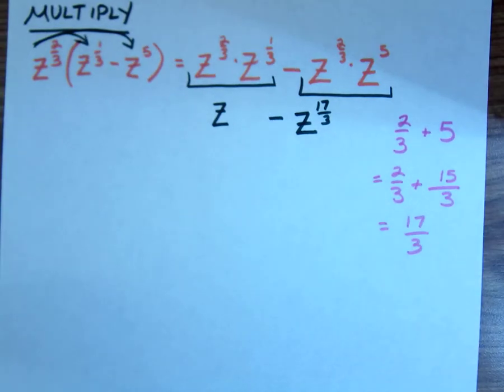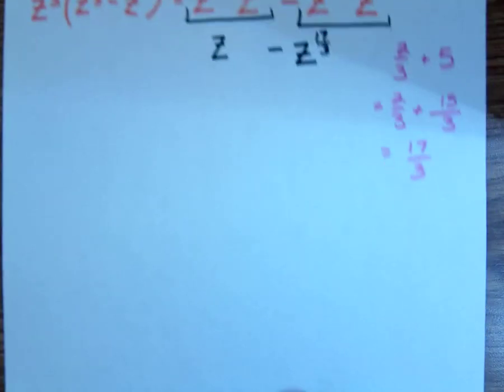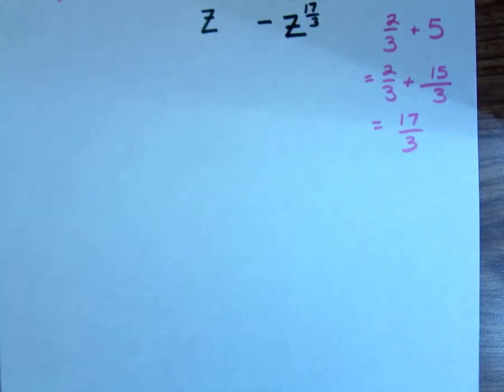Whew! My sweet Lord. That's the answer. Z minus z to the 17 thirds. I can't simplify any more than that because they have different exponents, so I can't combine them. You only combine them with the same exponents. Okay. That's the end of the problem.